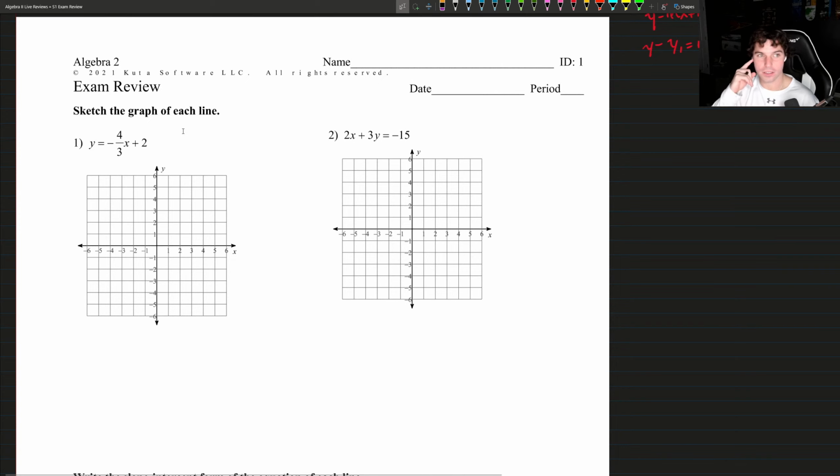Great. Sketch the graph of each line. We just got to identify slope. So slope in this case is -4/3, right? Slope is rise over run.